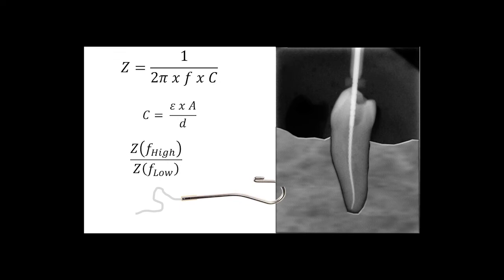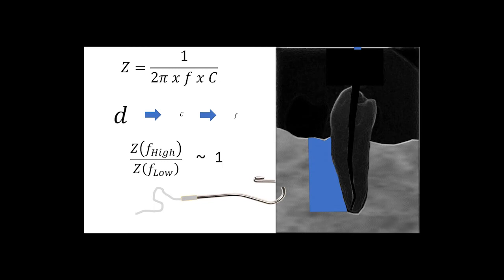The important part of the electronic apex locator algorithm is the impedance ratio. So once again, that's the high frequency impedance over the low frequency impedance. So before we enter the file into the canal, obviously the distance between our two respective plates is quite large, which means our capacitance is low, and therefore the frequency of the electronic apex locator has virtually no impact on impedance. And therefore, our ratio of impedance is fairly close to 1.